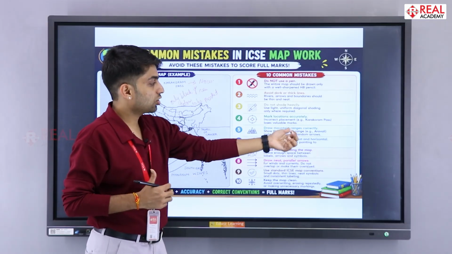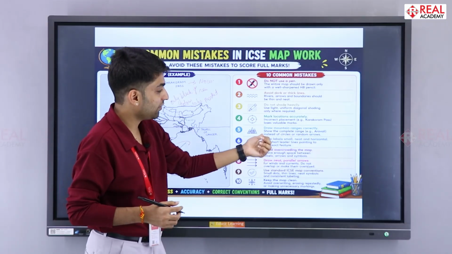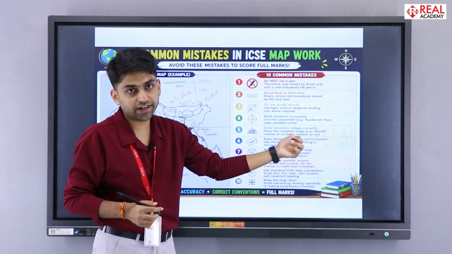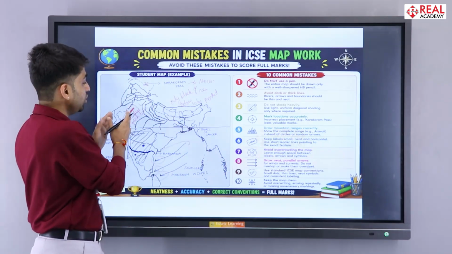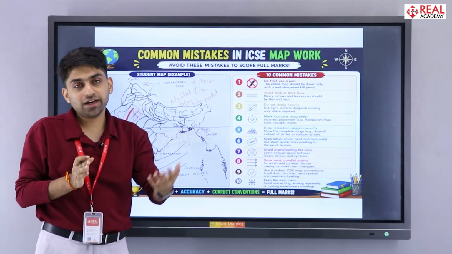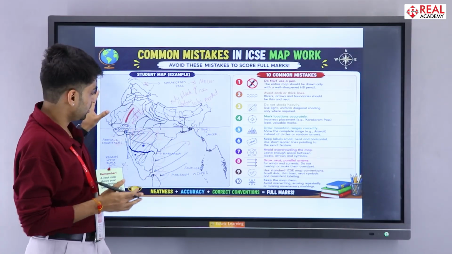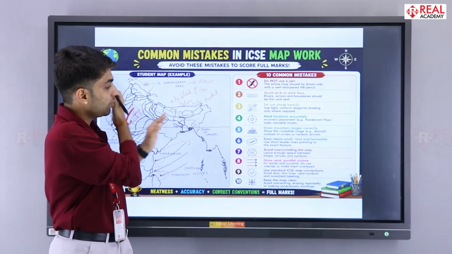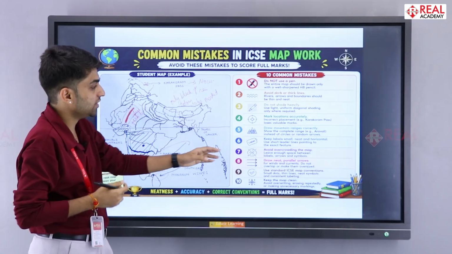Fifth, draw mountain ranges correctly. For the Aravalli range, instead of circles or random arrows, show the complete range. We know that this region stops the spread of the desert in entire Rajasthan. So remember, map questions can also be asked in a very twisted way. So draw the mountain range perfectly.